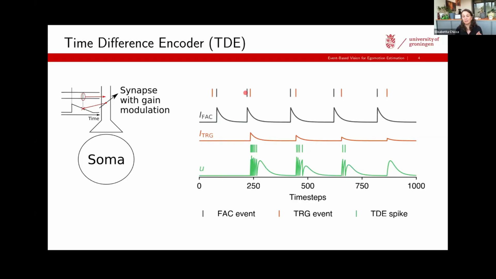But if we have the right order, so the facilitatory first and then the trigger, the value of the variable that will be sampled will be high enough such that we have a high amplitude of the current, and this high amplitude of the current will generate a burst of spikes. And now, of course, the number of spikes in this burst will depend on the time difference between the two events. So the longer the time difference, the fewer spikes you will get because the current will be smaller.